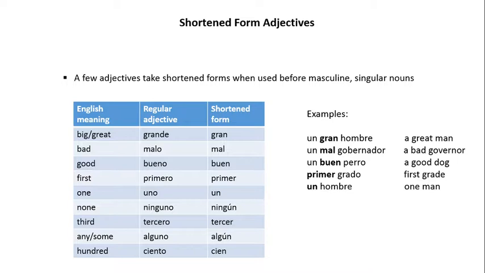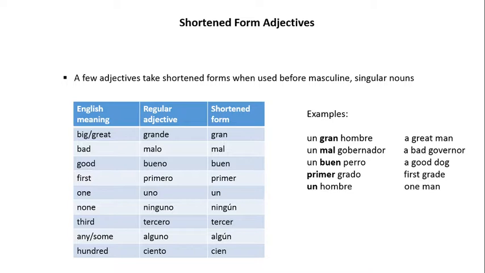Now the next example is bad. The regular form of it in Spanish is malo. The shortened form is mal. An example is un mal gobernador. The next example is good. The regular form of it in Spanish is bueno. The shortened form is buen. An example is un buen perro.